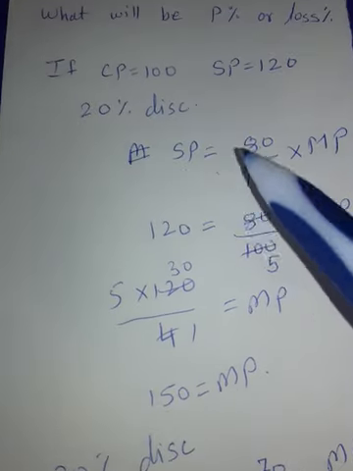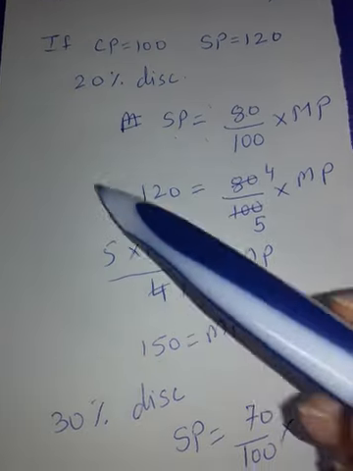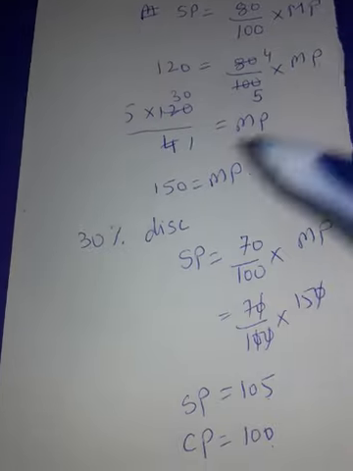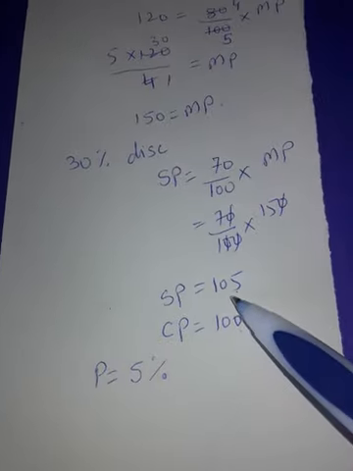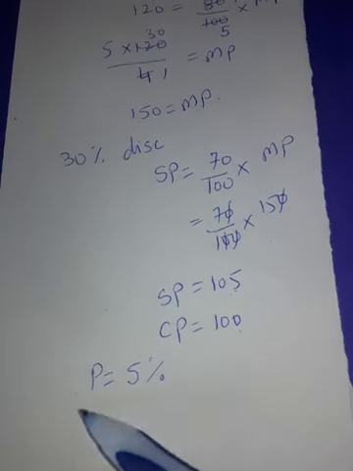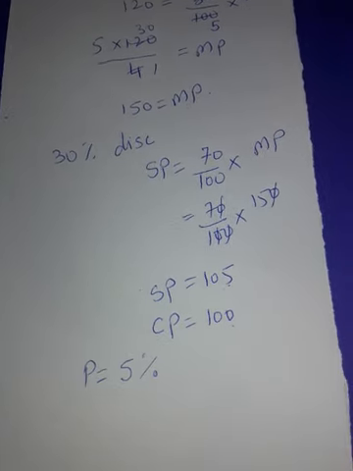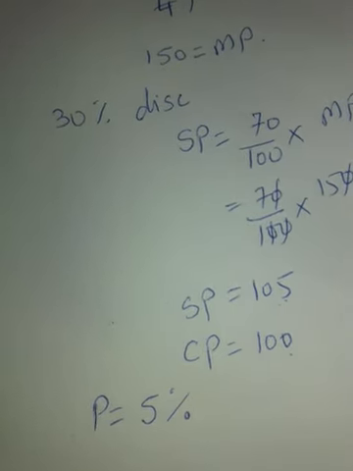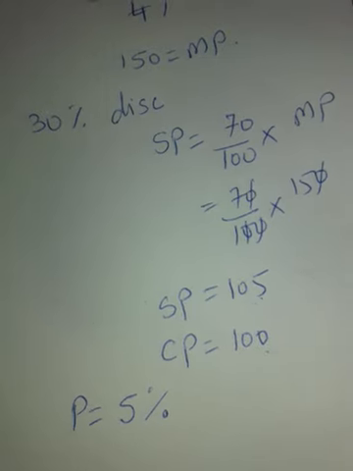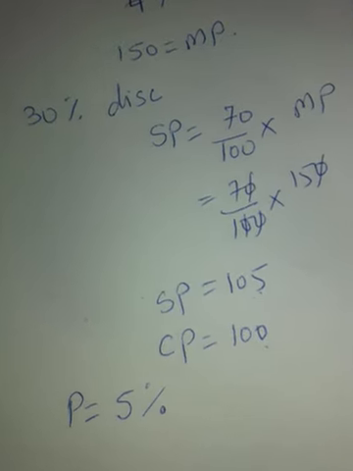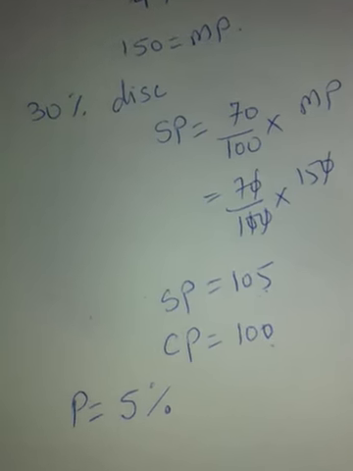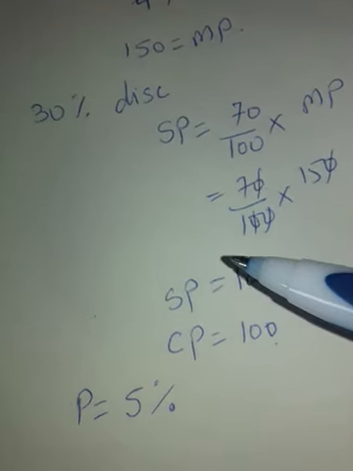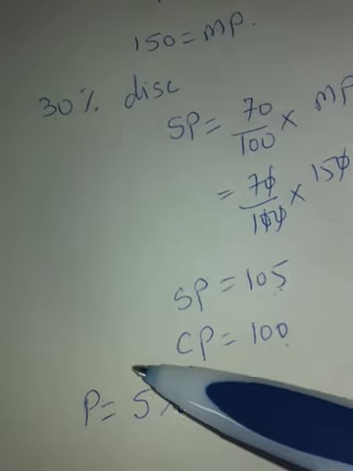So if discount was 20%, this is the calculation, and we arrived at MP. We found out MP. Now if discount is 30%, selling price will be 105, so profit percent will be 5%. So in this part we learned how to use discount percent, profit percent, everything to establish the relation between selling price, cost price and mark price. Very easy and very time saving if you assume basic cost price as 100.